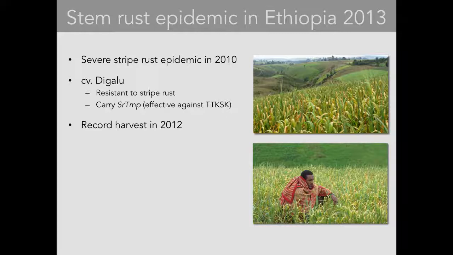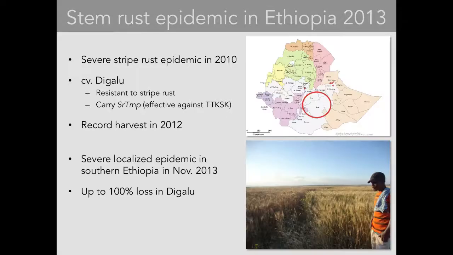But unfortunately, this story doesn't have a happy ending. In November 2013, a severe localized stem rust epidemic started in the zones of Bale and Arsi. This is one of the main wheat production regions in Ethiopia. What was seen there was that Digalu was having complete failure, or 100% yield loss. And this is what this picture is showing. On the right side, this is Digalu protected by fungicide having a really nice crop, while on the left side, this is unprotected Digalu with complete failure of the crop.